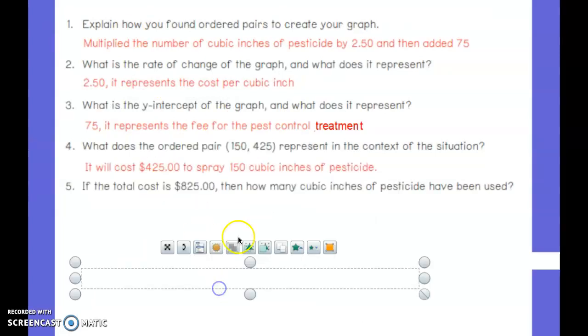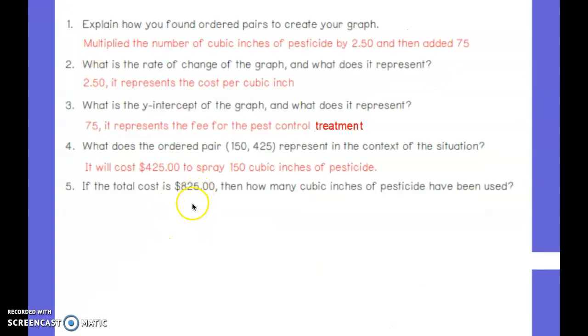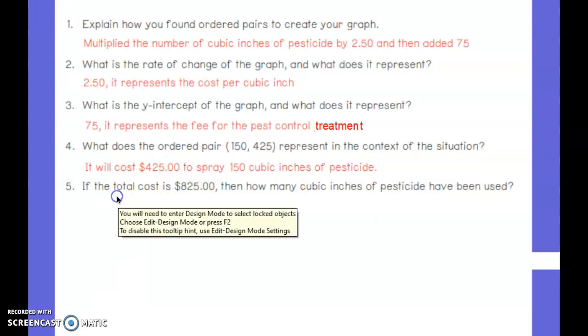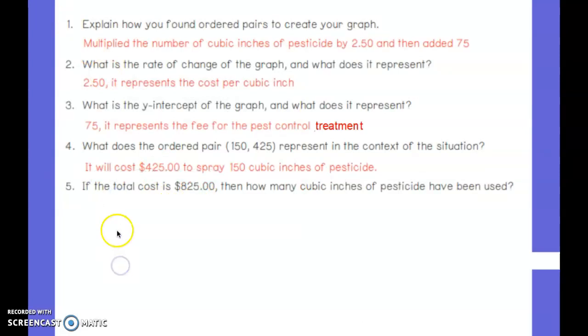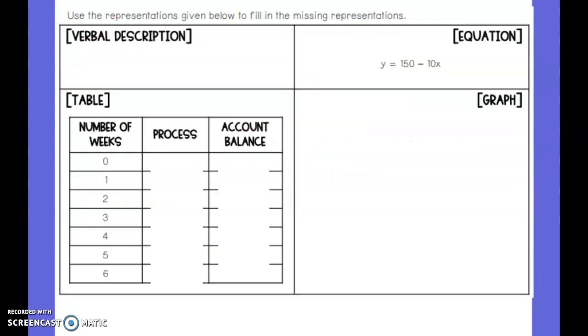What does the ordered pair represent? This is your x-axis, your y-axis. Go back to your table, look at your labels, and write it down. And for the price of $225, if we keep completing the table, we are going to end up getting 285 whenever we have 300 cubic inches.